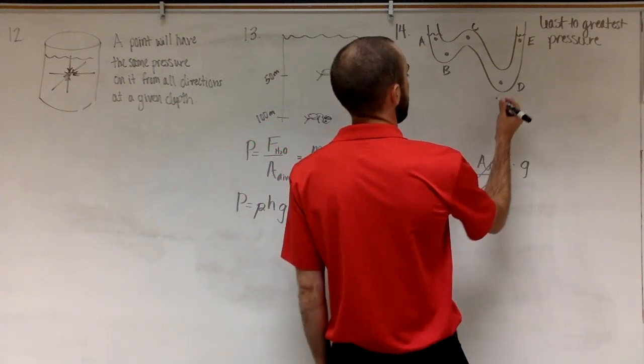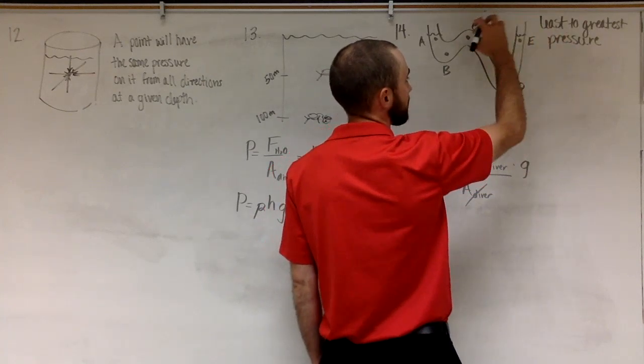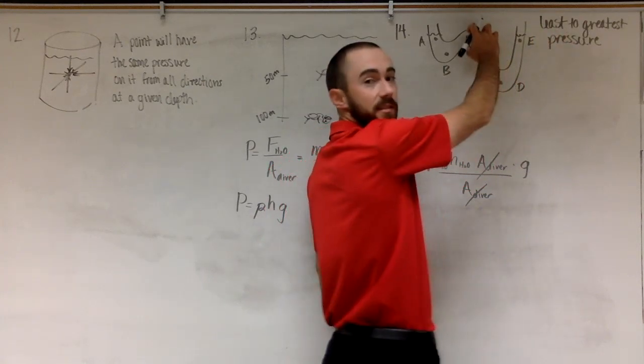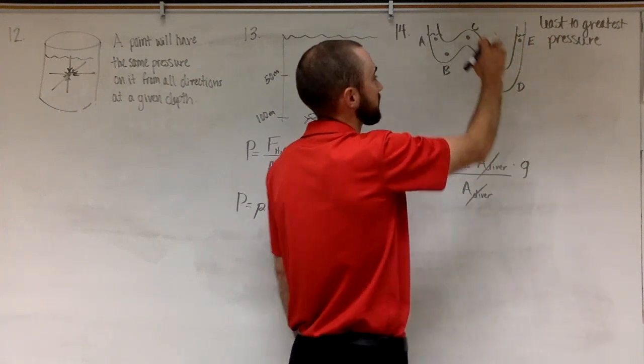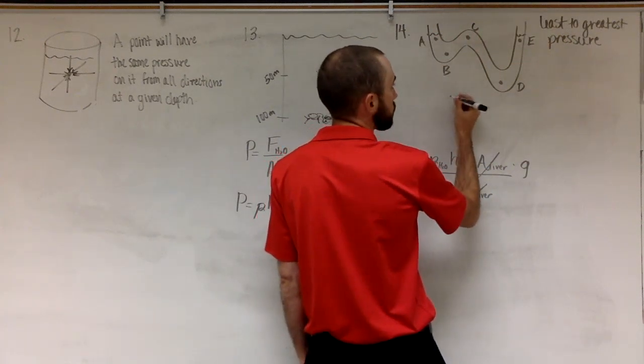Are you lying? Okay, here we go. In this case, the one with the least pressure are going to be the ones closest to the surface. Does it matter that C is not exposed to air? No, because it's still the same amount of depth. I tried to keep it level, at least for your viewing.